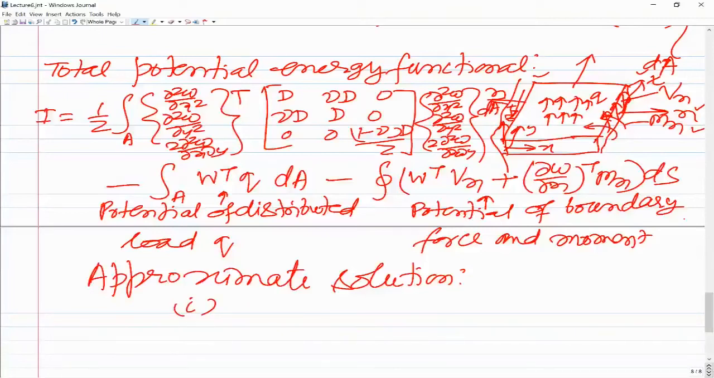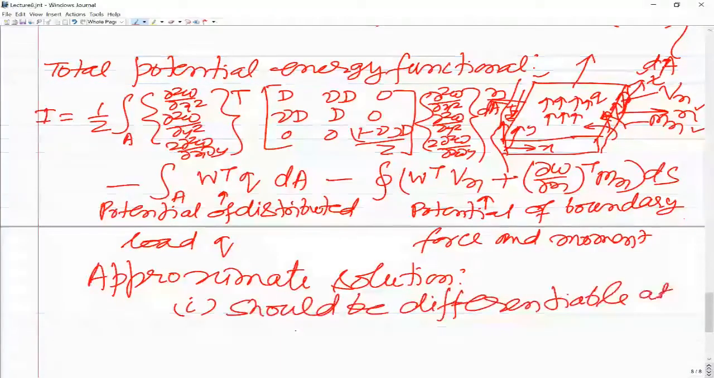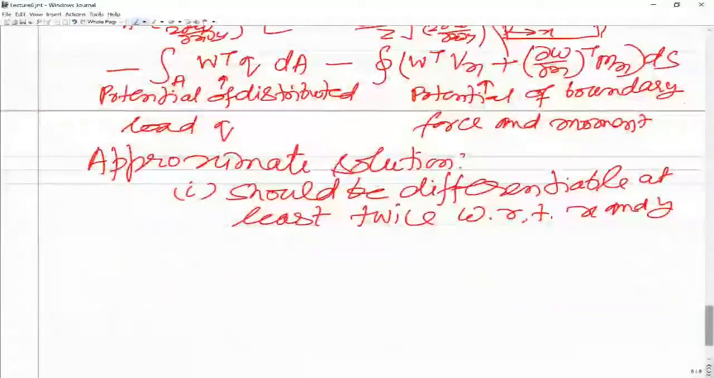So from the differentiability point of view, the approximate solution should be differentiable at least twice with respect to x and y. So that is the differentiability requirement. The minimum requirement is that whatever approximate solution we assume, it should be differentiable twice with respect to x and y, so that we can substitute it in the integral functional.